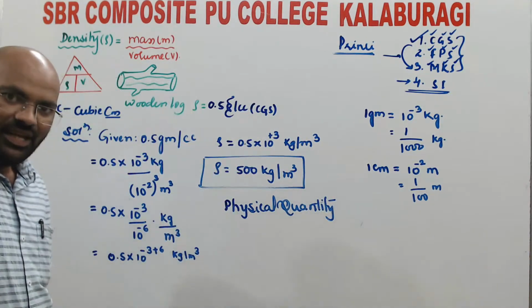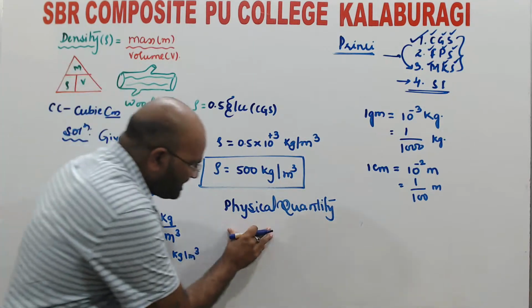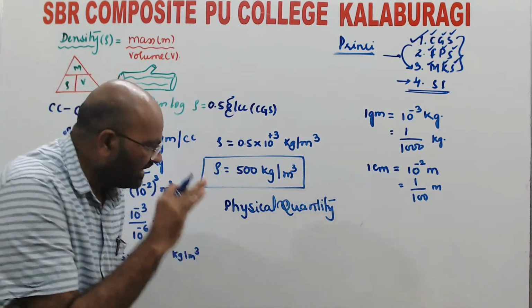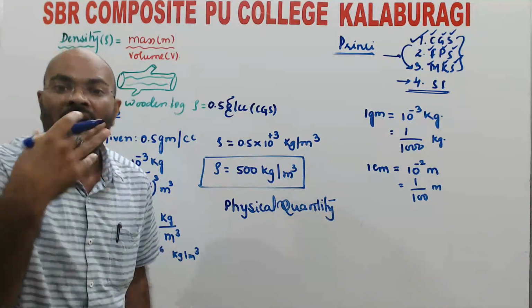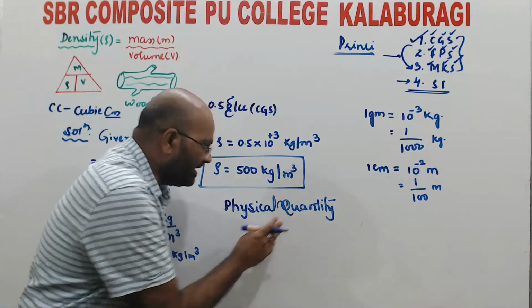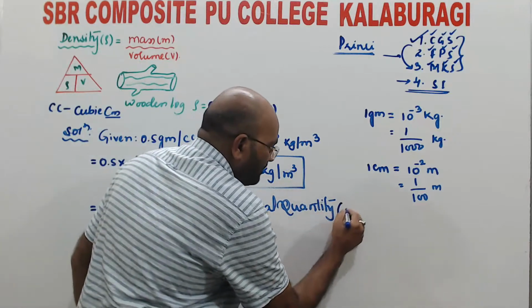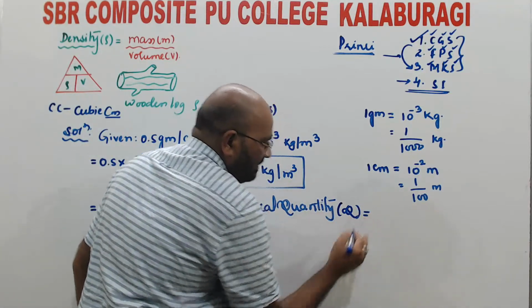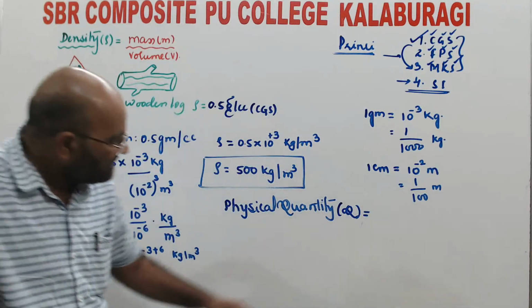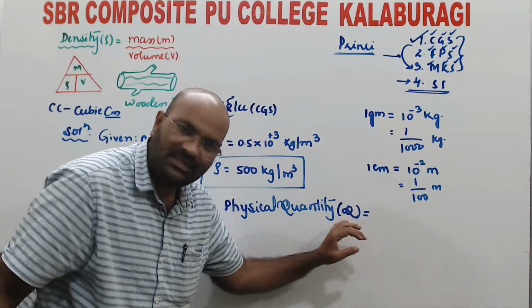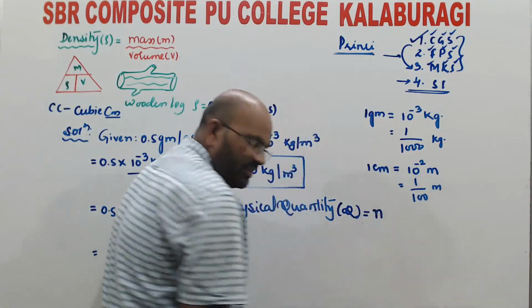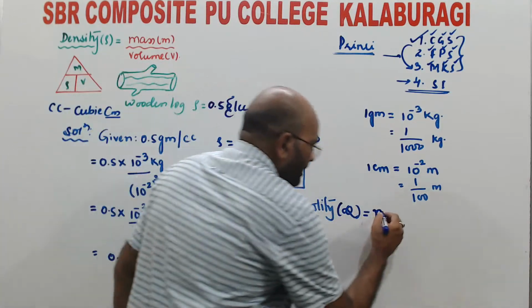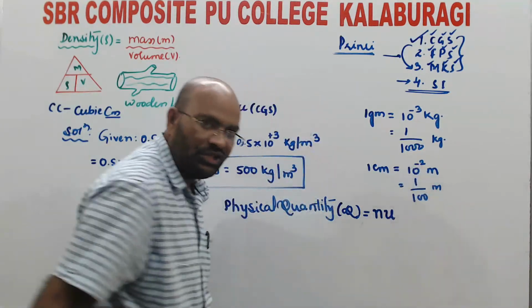The physical quantity, as you know very well, is anything that can be easily measurable. That is called a physical quantity. It is denoted by capital Q. Any physical quantity can be represented as Q, and this is equal to numerical value into unit.